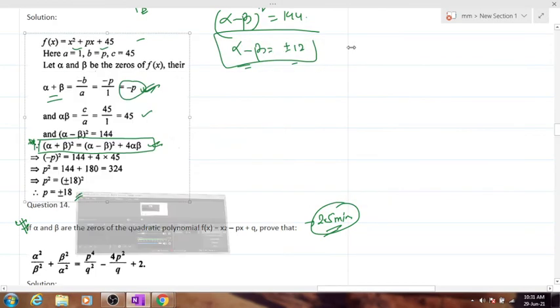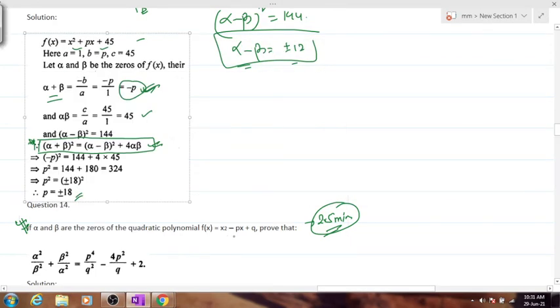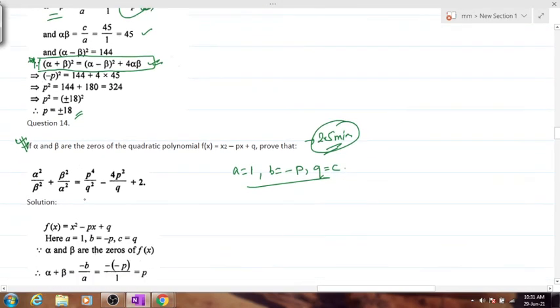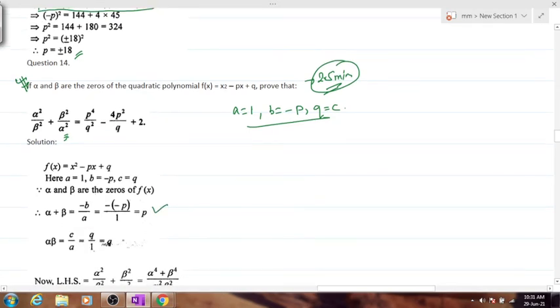Since nobody has told me the answer, over here we just have to first write what is A, what is B, and what is C. Clear? Now, moving on to this one. First of all, you'll have to write alpha plus beta and alpha into beta, in terms of P and Q obviously. I hope nobody has any doubts in this.